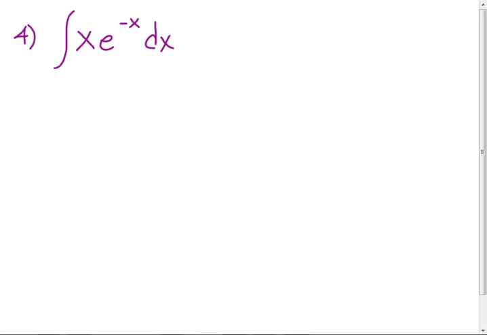Okay, let's see if you can do this one. What do you want u to be? Turn your paper over, look at your table. I want it to be x. Then dv is e to the negative x. That negative is going to cost me some problems, but not too bad. So then what's du?